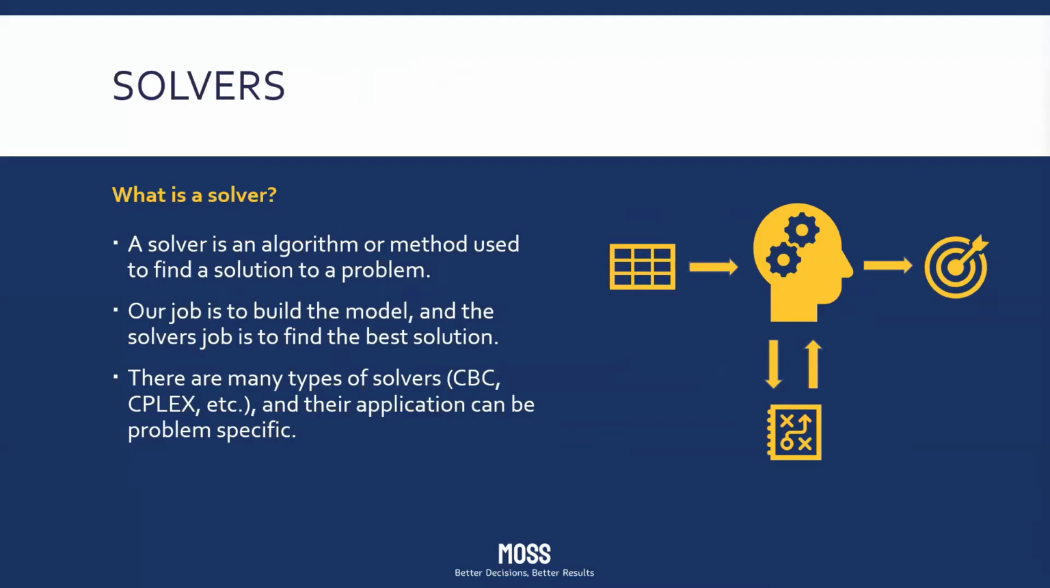Now that we've defined the core components of our mathematical model, the next step is to solve it. And to do this, we enlist the help of a solver. So what exactly is a solver? A solver is an algorithm or method used to find a solution to a problem. Our job is to build the model, and the solver's job is to find the best solution. There are many types of solvers. Examples include CBC or CPLEX, and their applications can be problem specific.